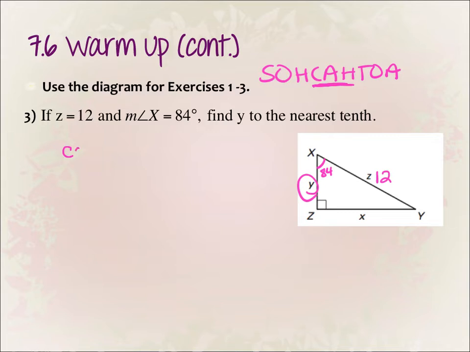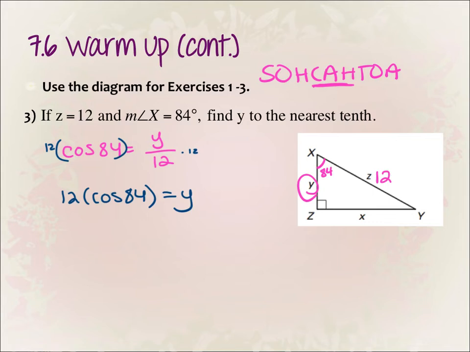So I'm going to say the cosine of angle 84 equals the adjacent side, which is Y, over the hypotenuse, which is 12. Now the number's in the bottom, so I just multiply by that on both sides. 12 times the cosine of 84 equals Y. 12 cosine 84 gives me Y is 1.25, which is going to round to 1.3.